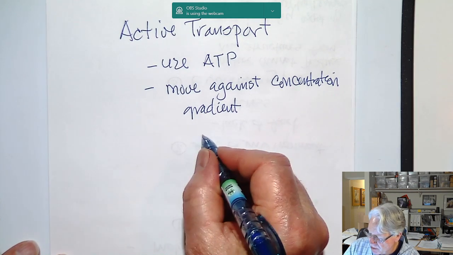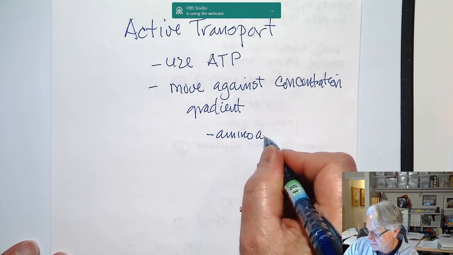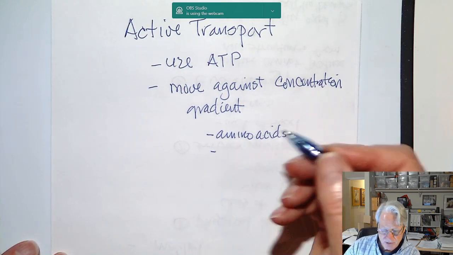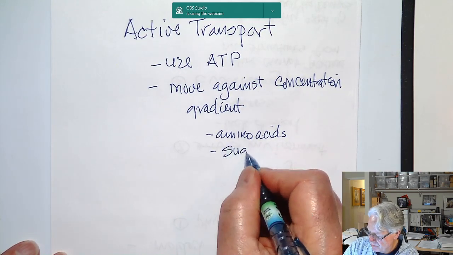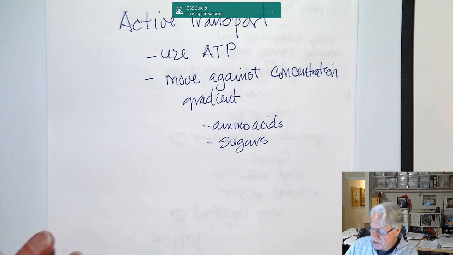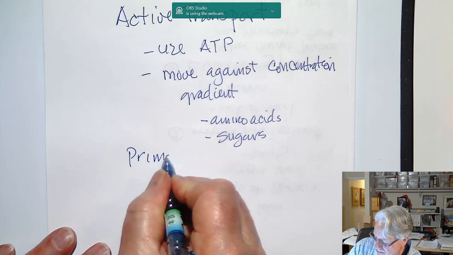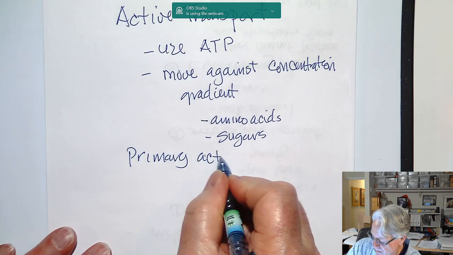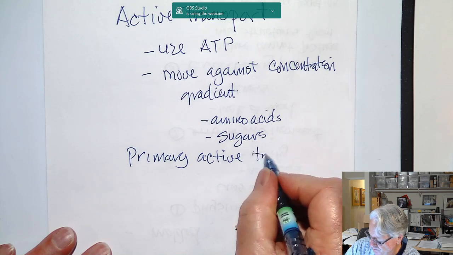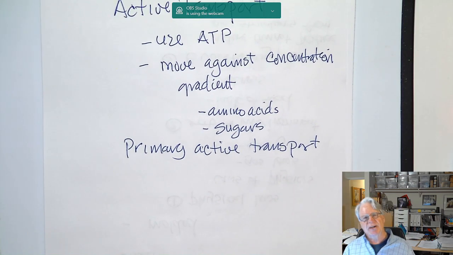Some kinds of things that will often be moved in this direction are amino acids, sugars. There's a variety of things. Just giving you some quick examples. All right. So we have primary active transport. That was one of the ones we identified that falls under this rubric of active transport.